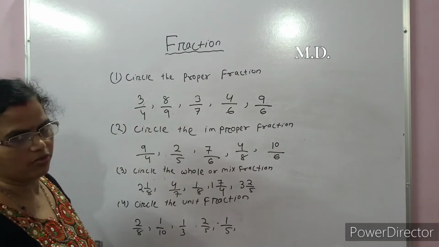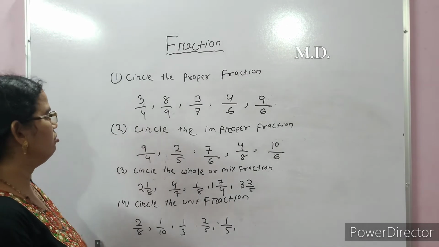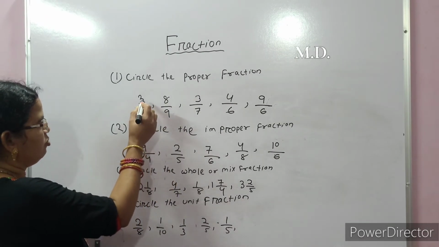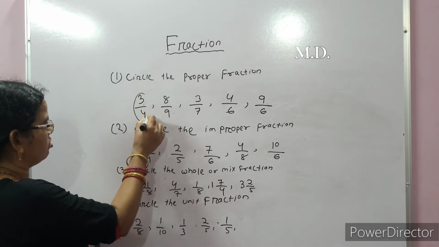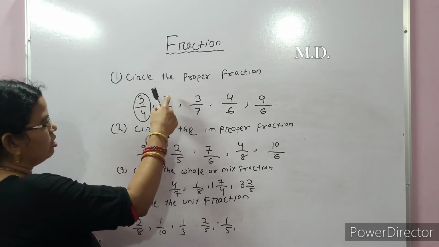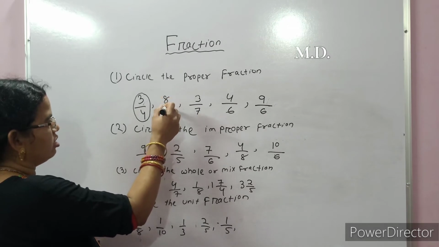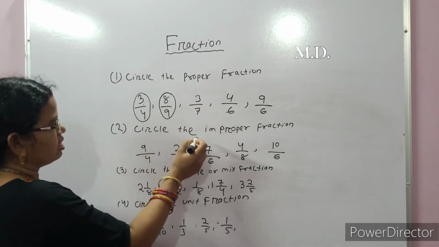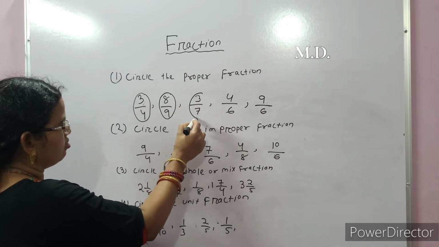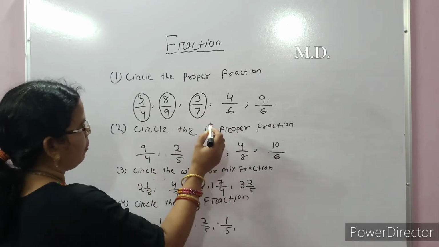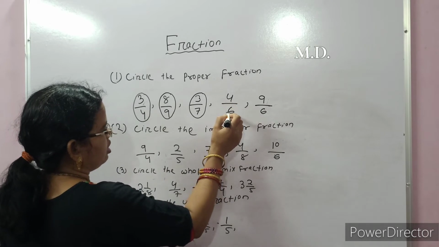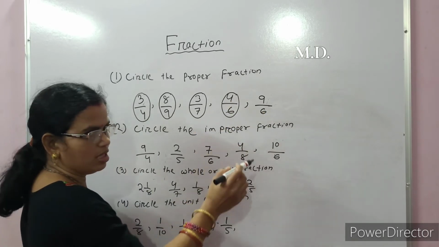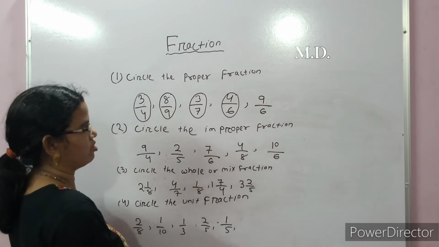Circle the proper fraction. Proper fraction means the numerator is less than the denominator. 3 is less than 4. This is the proper fraction. 8 by 9. 8 is smaller than 9. This is the proper fraction. 3 is less than 7. This is the proper fraction. 4 is less than 6. This is the proper fraction. 9 is greater than 6. This is not the proper fraction.